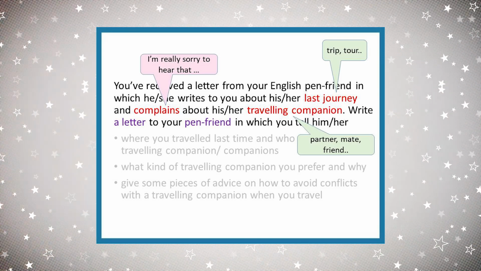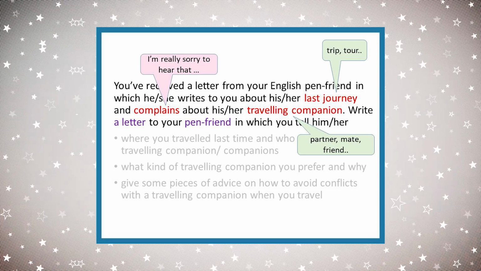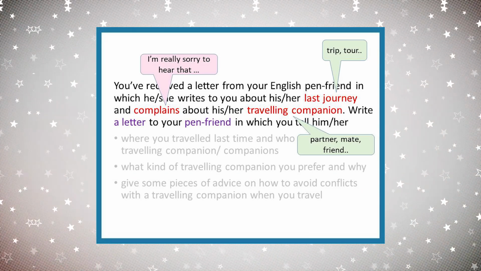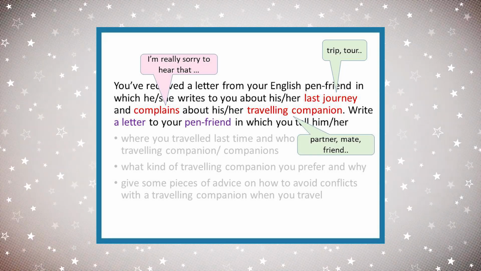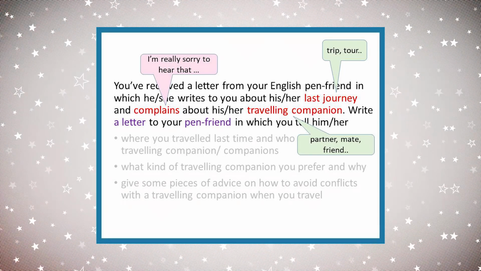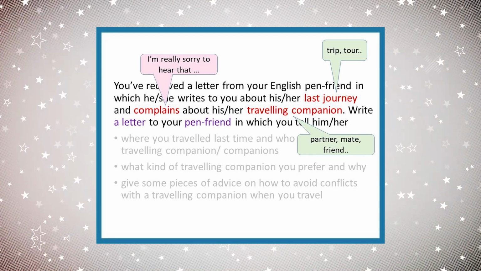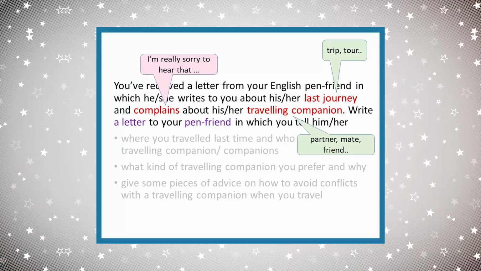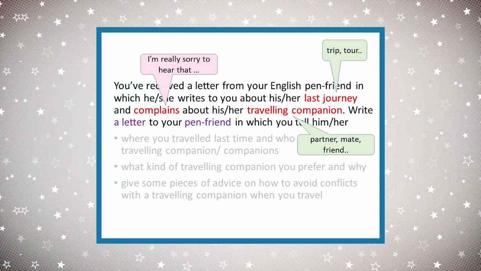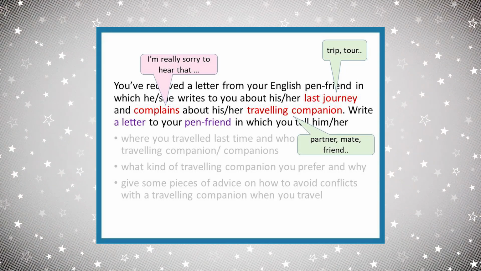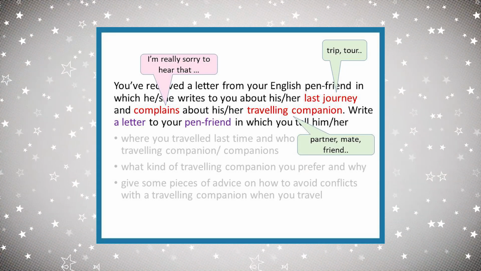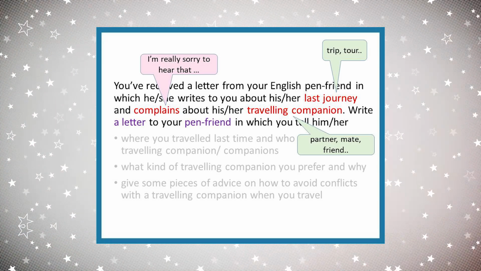Just now, it's a good idea to think of the synonyms to the words you underlined. So, instead of journey, we can use the words trip or tour. At this stage of analysis, take your pen and jot down in the margins the synonyms as well. They will be necessary to you later while writing the letter, right? Good. Traveling companion. Let's paraphrase it. In other words, it is your partner, mate, or friend. Again, write these words in the margins.